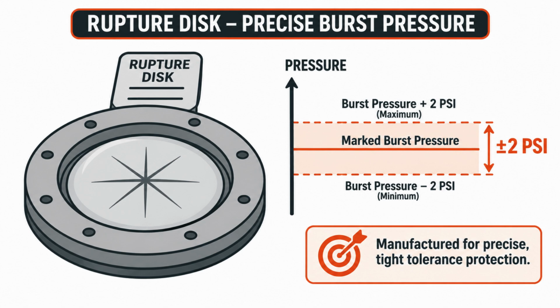One precise number worth knowing: rupture discs have to burst within a tight tolerance of their marked pressure, plus or minus 2 psi up to 40 psi, and plus or minus 5% above that. That precision is exactly why they're trusted as a sole relieving device on their own, not just as a backup, but it also means disc selection and periodic replacement really do matter, not just at commissioning.